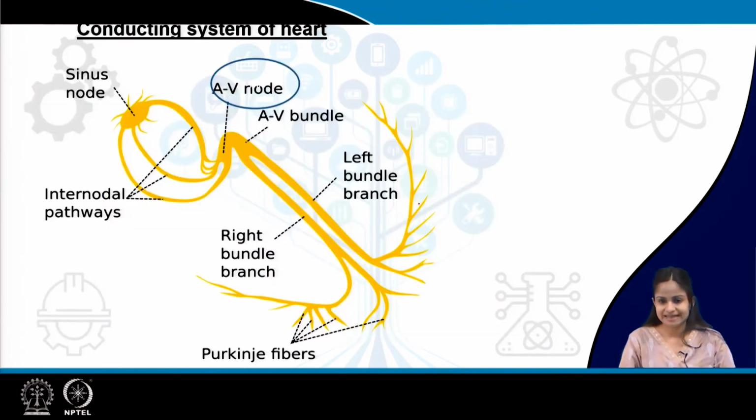Now, coming to the conducting system of the heart, how the electric impulse gets conducted from the SA node to the ventricle. We have seen the electrical events, that is how the action potential is generated. There is a depolarization phase, there is a repolarization phase. We will see how it occurs in the conducting system, how that depolarization wave or repolarization wave is conducted throughout the heart.